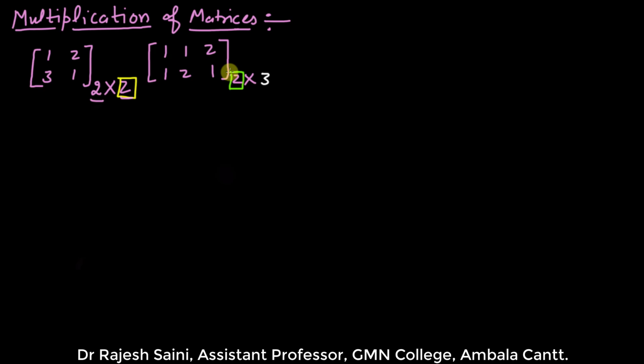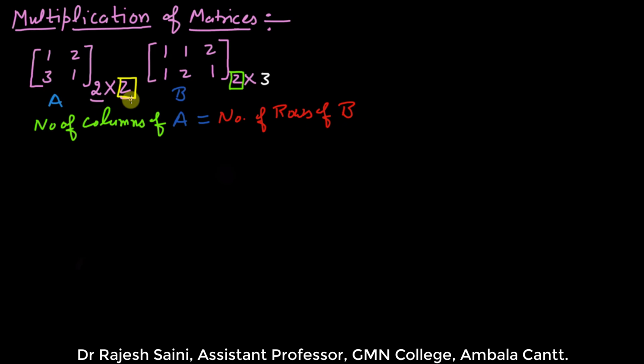It has 2 rows. So if I say this is matrix A and this is matrix B, the number of columns of A must be equal to the number of rows of B. Fine. So this should be satisfied. Only then we can multiply. Now this can be multiplied.